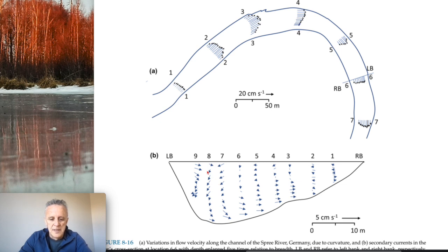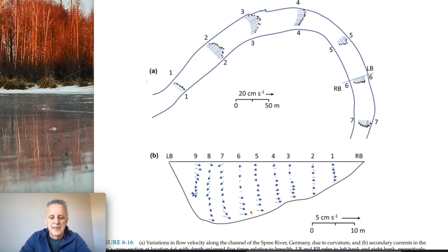So here what we see is at the left bank we have these vectors that are showing velocities away from the bank itself, and then in the middle of the stream we have actually slower velocities, and then here at the right bank we have the same phenomenon where we have the arrows pointing away from the bank itself, at the bottom of the river.